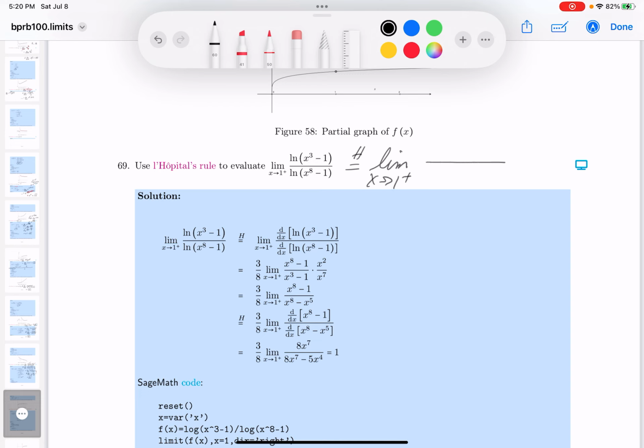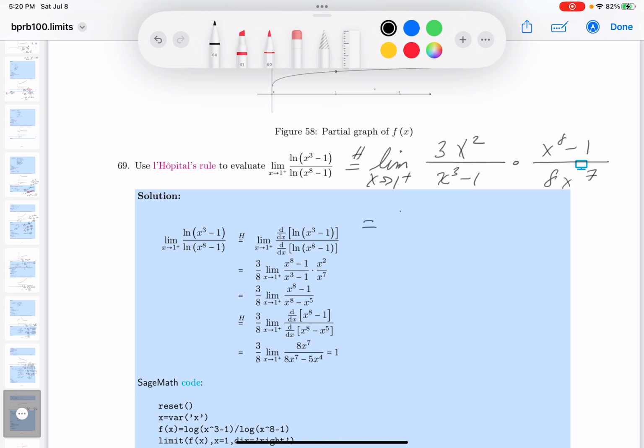The derivative of the top is going to be 1 over x cubed minus 1, times the derivative of x cubed, which is going to be 3x squared. Let's do the bottom. The derivative of that thing is going to be 1 over x^8 minus 1. So I'm going to put that on top, and then you're going to get 8x to the 7. Boy, that looks complicated. Let's keep rewriting it.